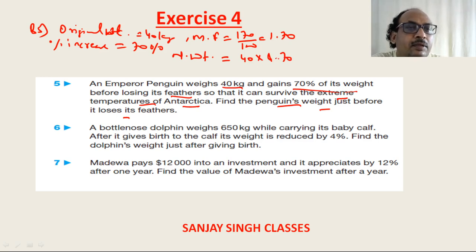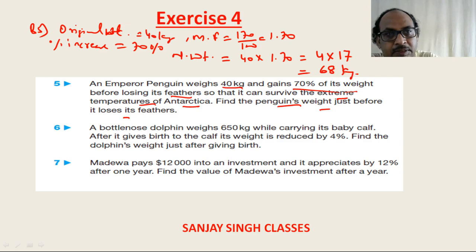Okay, right, 1.70, which will make us get 4 into 17, and then it will become 68 kg. Okay, 40 into 1.70 will give you 68 kg. Right.